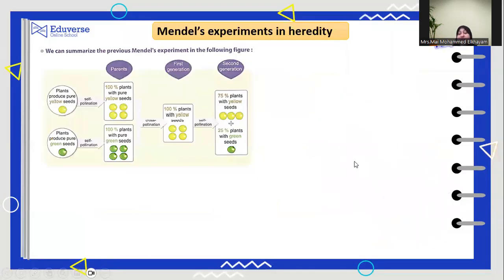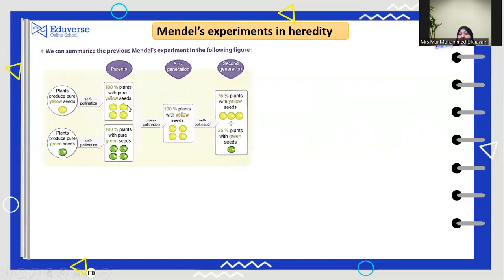Mendel's experiment in heredity. Please be careful and be sure to study this part and know the steps of his experiment. To summarize, he let the plants which produce pure yellow seeds and the plants which produce green seeds self-pollinate for many generations to ensure their purity. Then he got the offspring: the seeds here were all yellow and the seeds here were all green. Then he planted those seeds. Then what did he get?